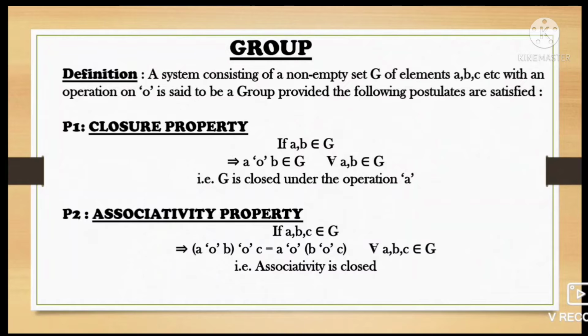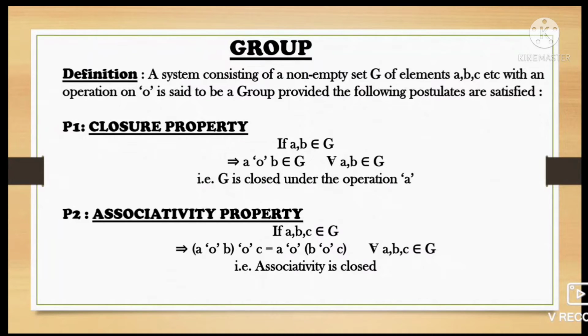A group is a system consisting of a non-empty set. Please do mention that it's a non-empty set G of elements a, b, c, etc. with an operation O is said to be a group, provided that the following four properties are satisfied.